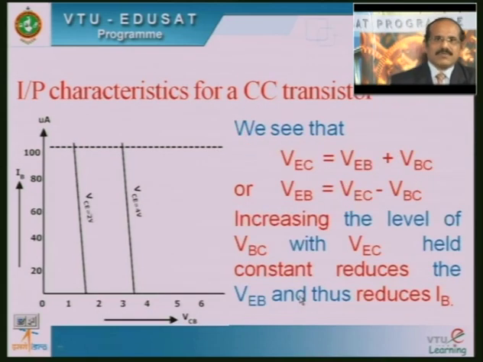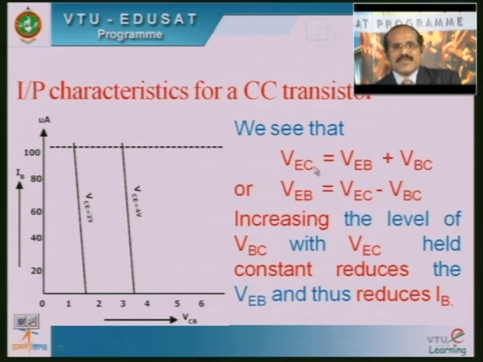Now, let us see how it is determined. In this particular figure, you can see that VEC is nothing but VEB plus VBC. If we add VEB and VBC, we get VEC. So from this equation, you can say that VEB equals VEC minus VBC.